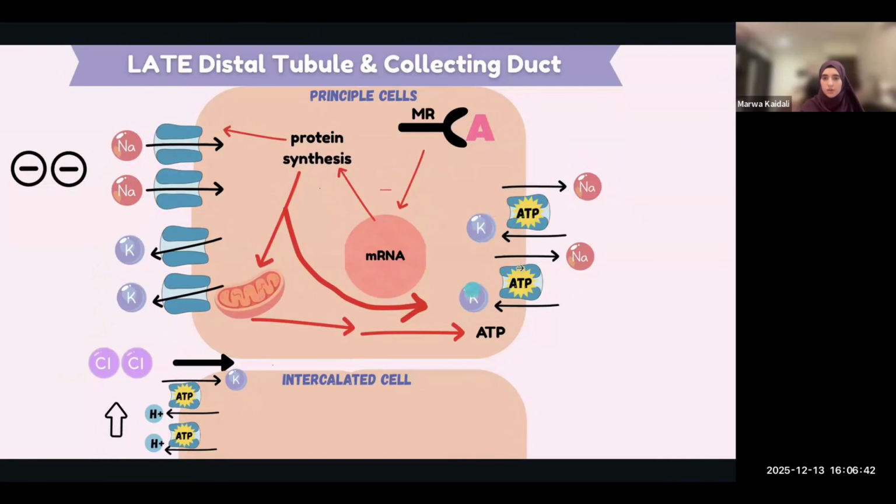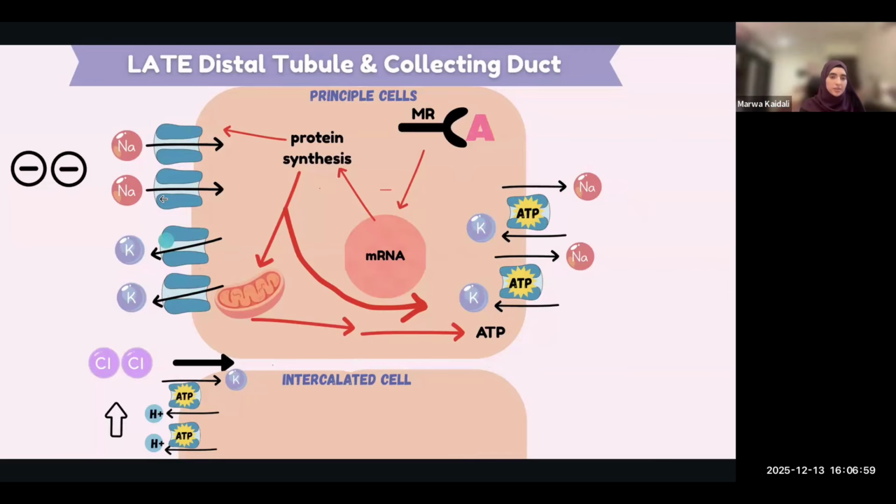Now, okay, we have even more potassium in our cell now. So we have high levels of potassium. What's going to happen? This is going to cause an increase in the potassium channels, because we need to remove those high levels of potassium that came from the blood. So we're going to have an increase in the potassium channels.